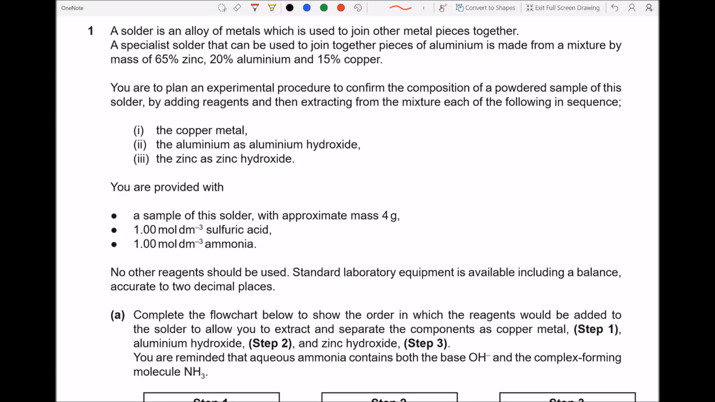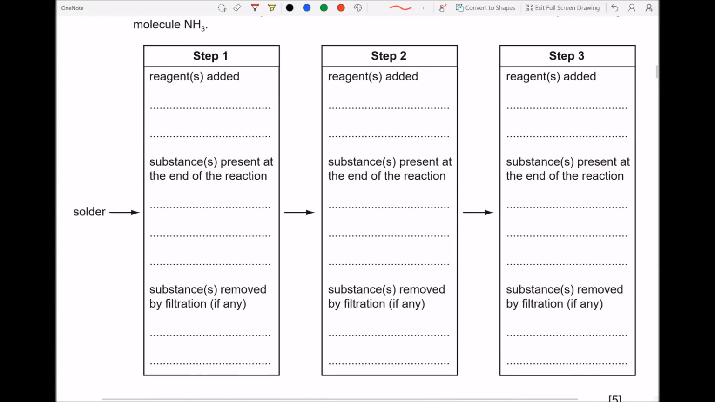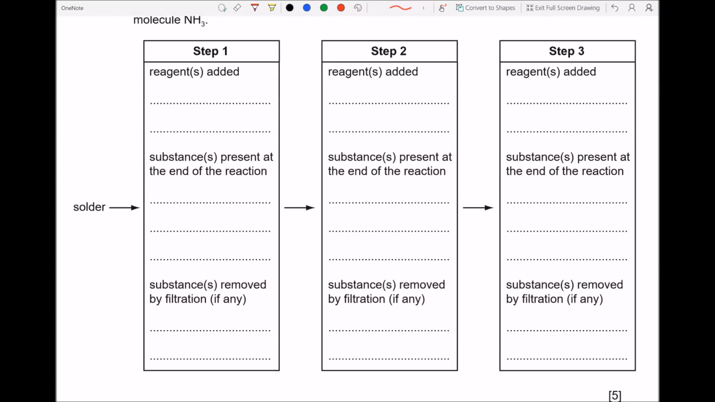Okay, right, let's scroll down and see what we've got. It says step 1, the reagents are added. Now, we were told earlier that we have to extract copper first, and we have all these other metals as well. The first thing to note is that we have aluminium and we also have zinc.